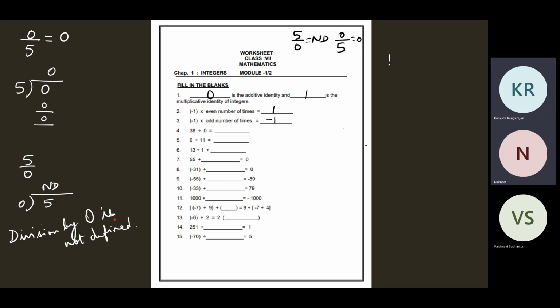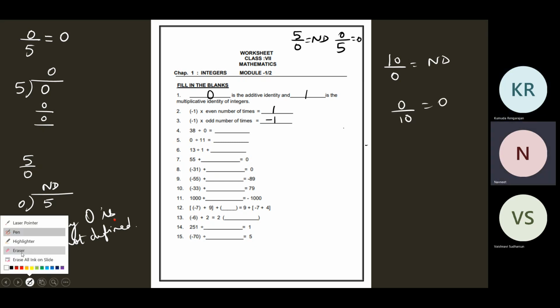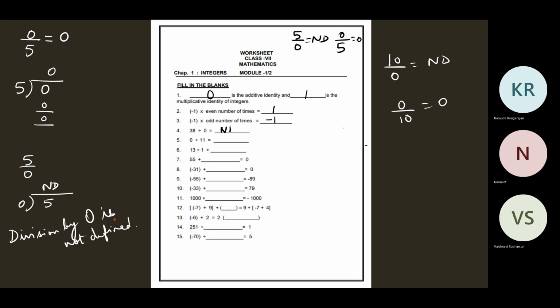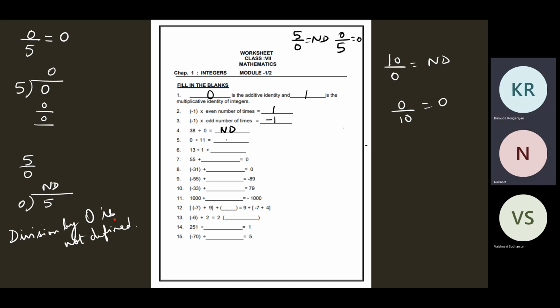Which means 10 by 0 is not defined. But 0 by 10 is 0. Is that clear? Yes, ma'am. Okay. Next one. Tell me what is 38 divided by 0? It is not defined.